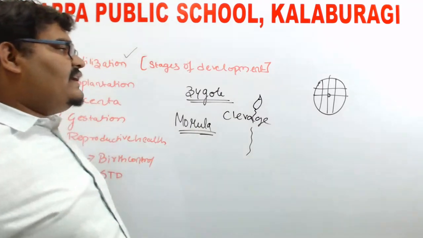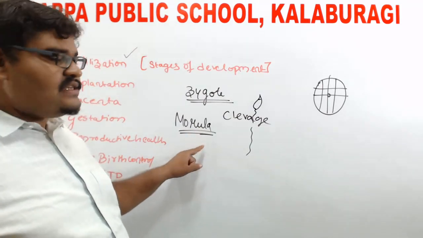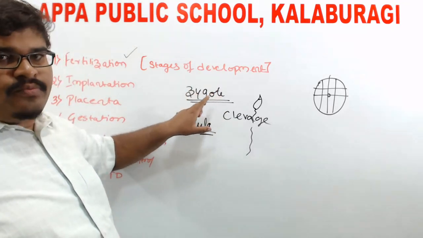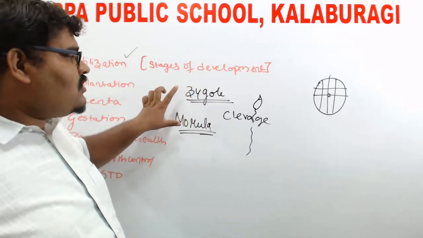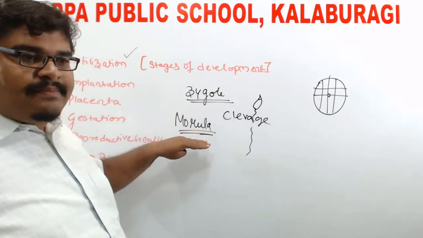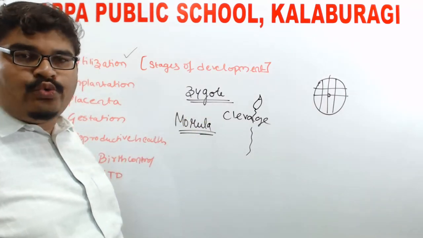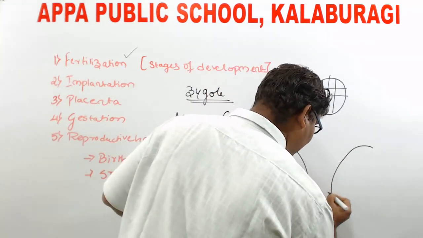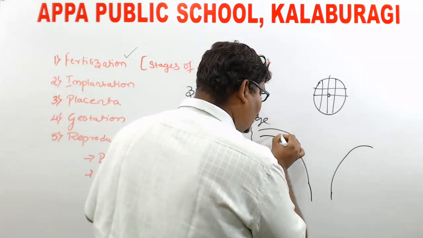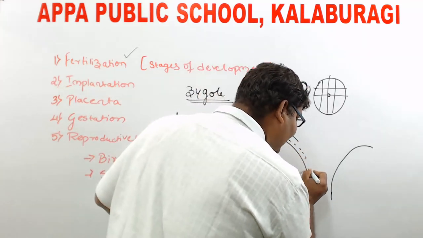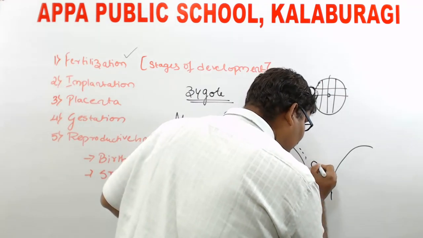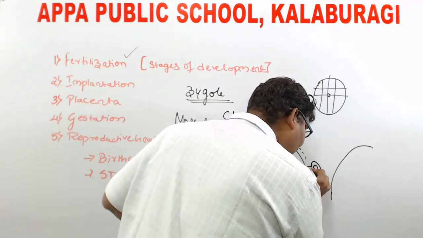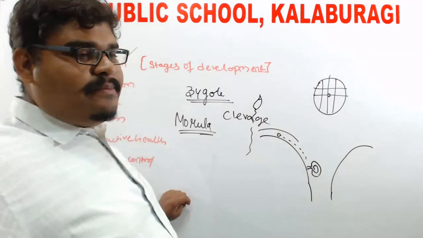So this morula after cleavage is coming back to the uterus. All this is happening in the fallopian tube. Fertilization takes place in the fallopian tube. After the formation of the morula, it is coming down to the uterus. Suppose this is the uterus. From the fallopian tube the morula is coming to the uterus, and this is where implantation takes place.